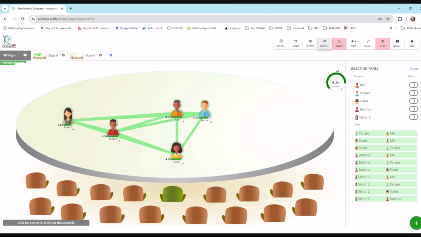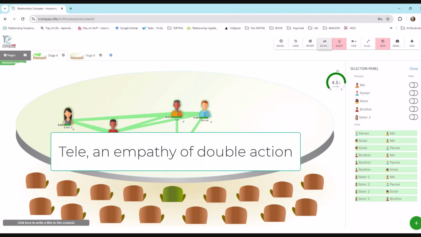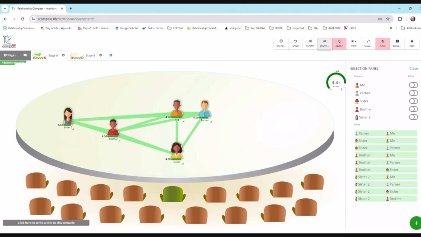And this is called tele. Tele is what I feel for the other person, and also what the other person feels towards me. It's called an empathy of double action. It's not what I feel for the other person alone or the other person for me, but it's the dynamic between the two. Which relationship would you like to start with? Sister 2. Sister 2.